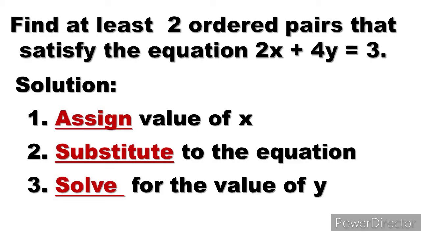Okay, now let's start. Find at least two ordered pairs that satisfy the equation 2x plus 4y equals 3. Okay, and this is our solution. Una, mag-a-assign tayo ng value ng x. And then pangalawa, isa-substitute natin yung value ng x doon sa equation. And then pangatlo, isa-solve natin yung value ng y.